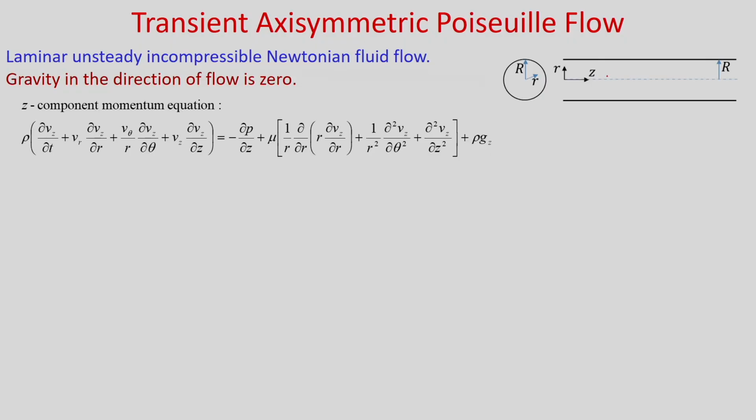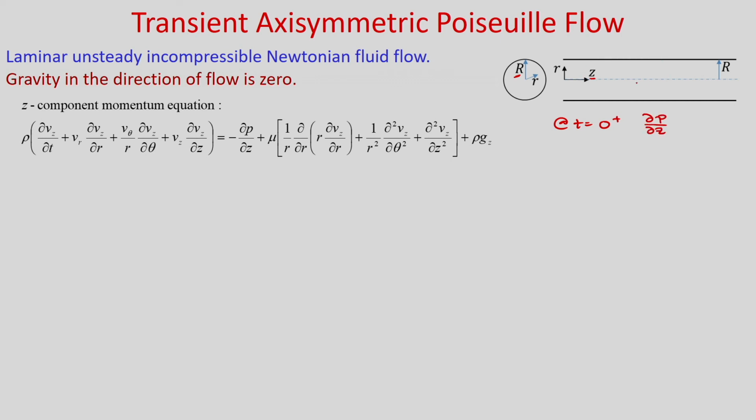At a large time, where t tends to infinity, you will have a steady state solution. For this problem again we will use the separation of variables method and convert the partial differential equation to two sets of ordinary differential equations. Now you can see this is our flow inside a circular pipe, where the pipe radius is R and z is the axial direction, r is measured from the center line, and we consider laminar unsteady incompressible Newtonian fluid flow, and at t equal to 0 plus we have an imposed pressure gradient del p by del z.